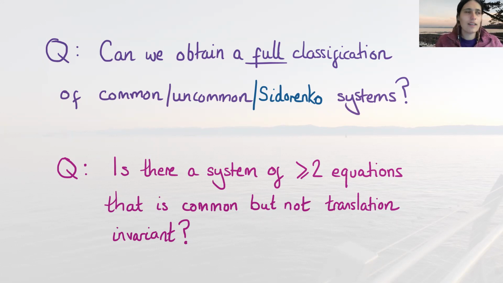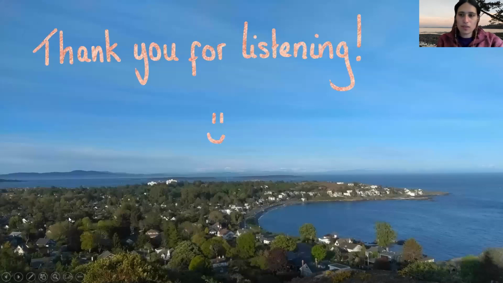The spirit is, is there a system that's not formed by sticking together these single equation common systems? Is there something that's common, with some kind of interaction between all the parts of the system, and not translation invariant? And I think I'll stop there, and then you'll have some time to ask questions. But I think there's a lot of really nice different questions in the area.